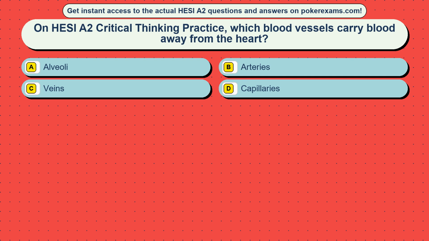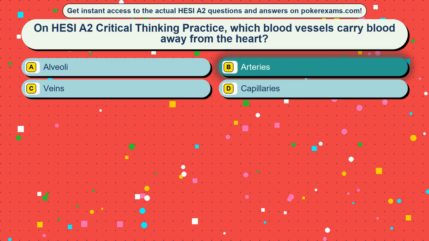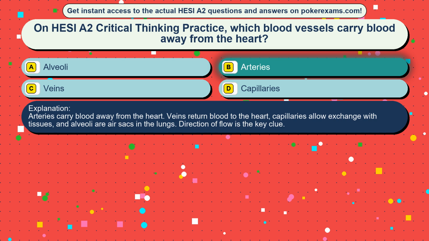Question 24. On HESI A2 critical thinking practice, which blood vessels carry blood away from the heart? Option A, alveoli. Option B, arteries. Option C, veins. Option D, capillaries. The correct answer is option B, arteries. Arteries carry blood away from the heart. Veins return blood to the heart, capillaries allow exchange with tissues, and alveoli are air sacs in the lungs. Direction of flow is the key clue.